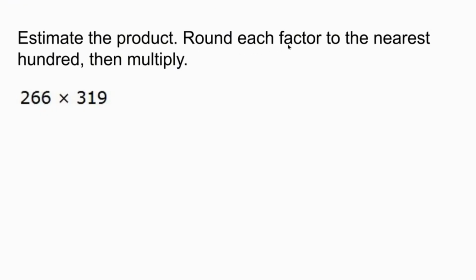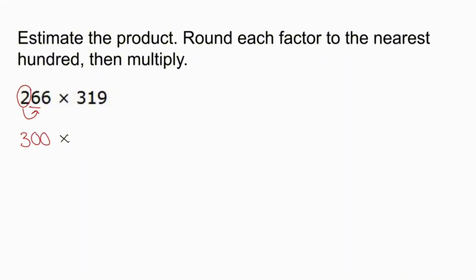Estimate the product, round each factor to the nearest 100, then multiply. All right, so let's round 266 to the nearest 100. We have our 1's place value, our 10's place value. Here's our 100's place value. Look to the right of it. 5 or above, give it a shove. 4 or below, let it go. Well, 6 is 5 or above, so we're going to shove 2 up to 3 and turn all of these numbers into 0. So 266 rounded to the nearest 100 is 300.